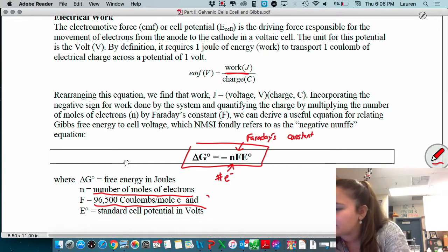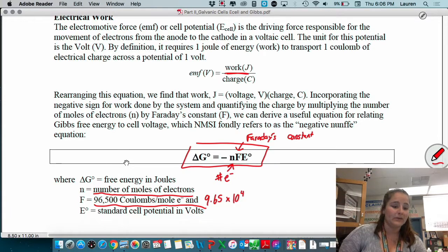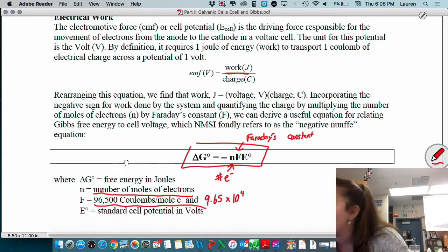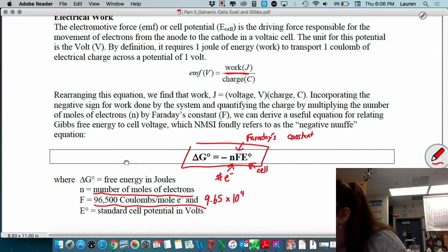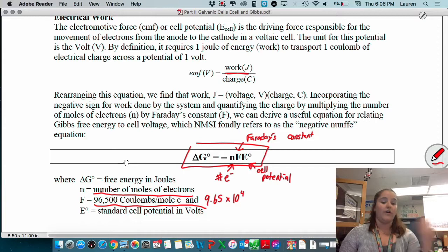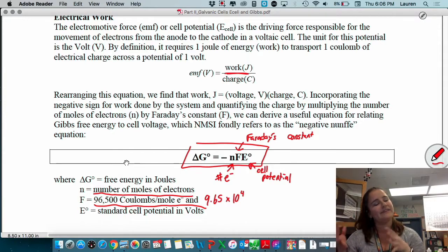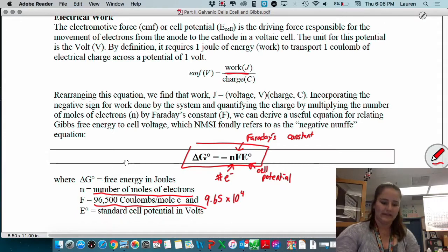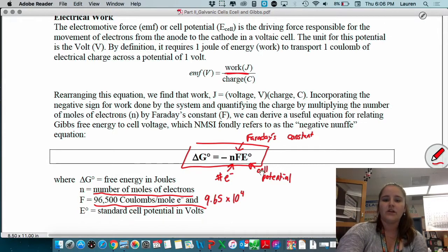Sometimes you will also see this written as 9.65 times 10 to the 4th. That is the same number, just in scientific notation and not in scientific notation. And E naught, that is our cell potential, aka the thing that we've been calculating in all of the previous example problems. It's negative to keep that convention that a positive E cell is favorable and spontaneous, but it's a negative delta G that's favorable and spontaneous. So let's practice using this equation with a couple of examples.